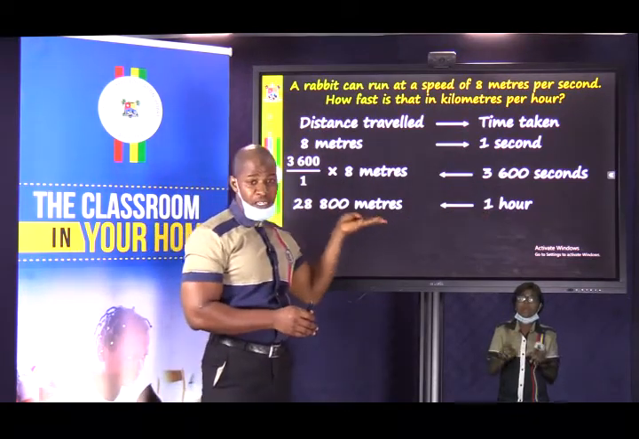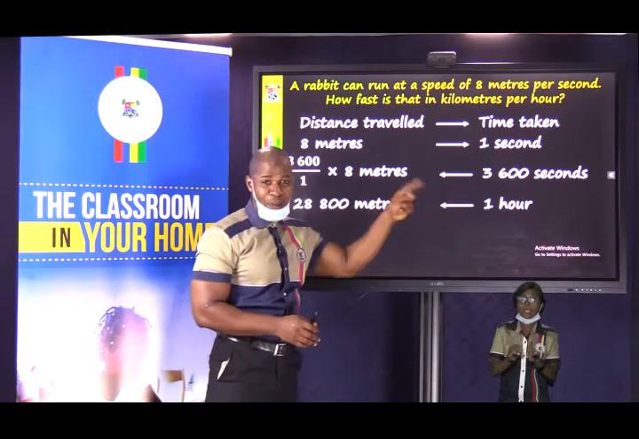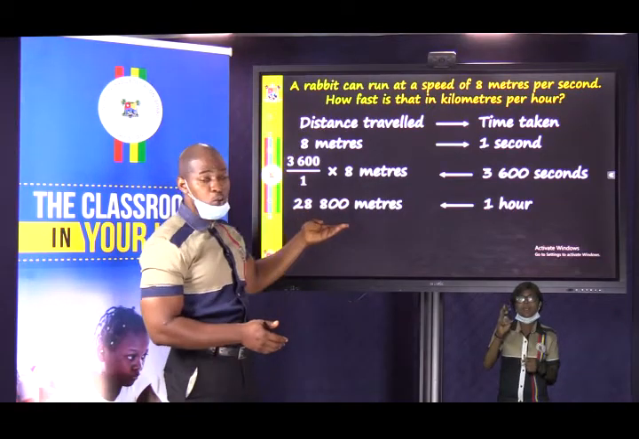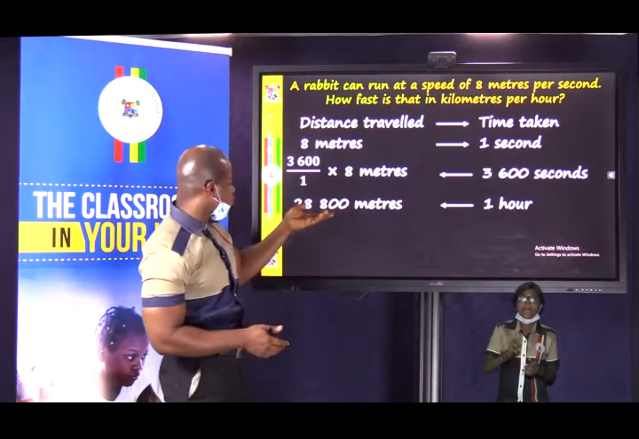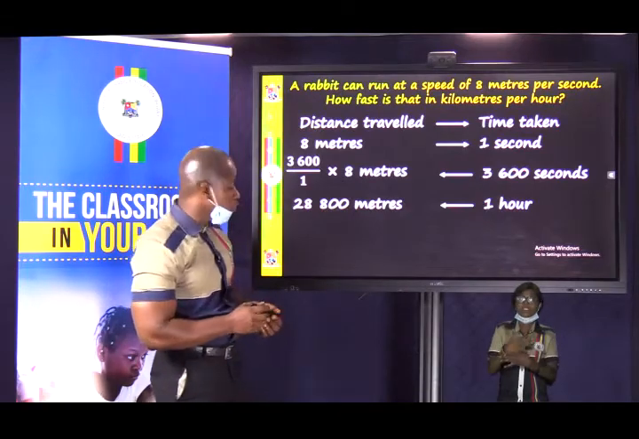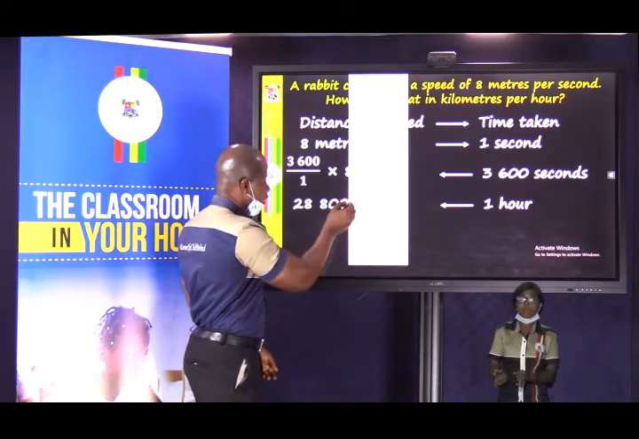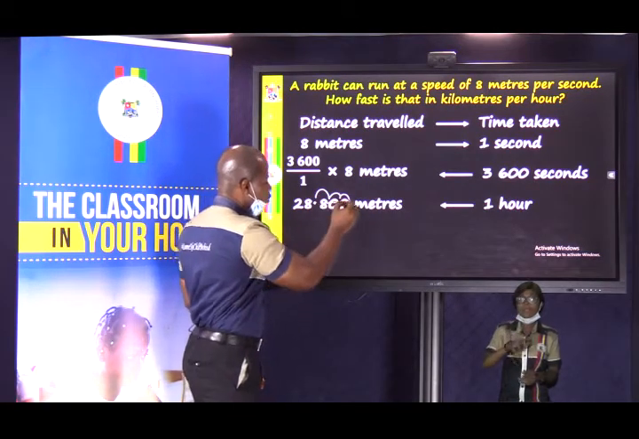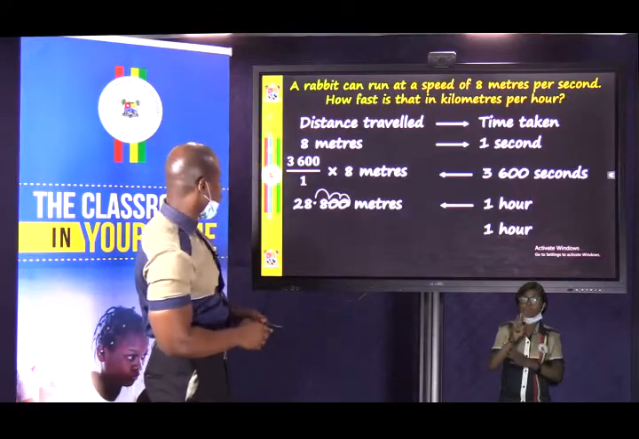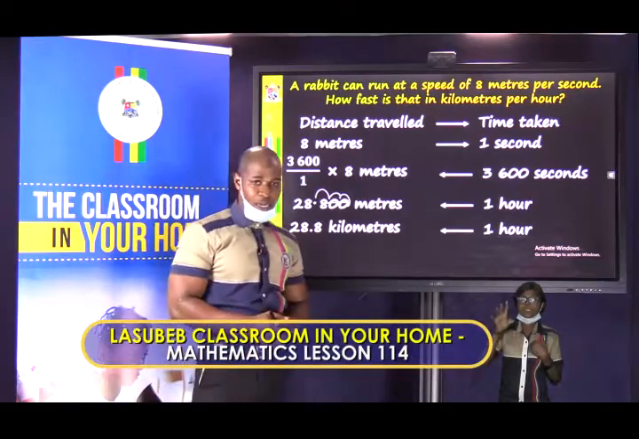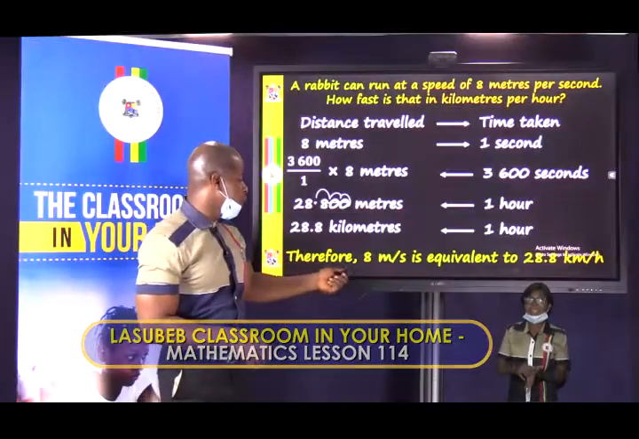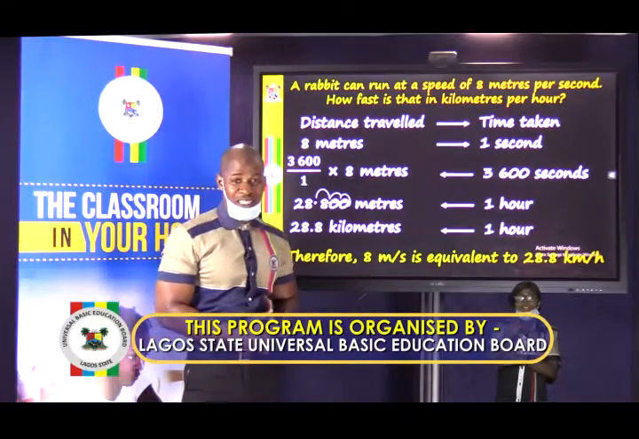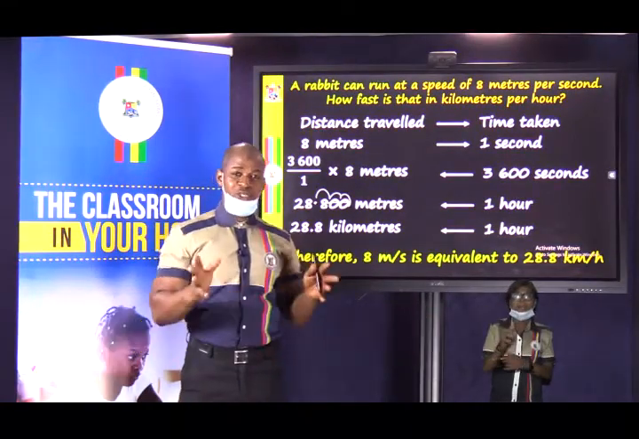Now, we have the speed in meters for 1 hour. That is meters per hour. But we're told to change it to kilometers per hour. And that means we have to change this one to kilometers. So to change this to kilometers, we simply divide by 1,000. And that is moving the decimal point back 3 times. 1, 2, 3. Decimal point will end up here. And we'll cancel these 2 zeros. So we should have 28.8 kilometers. And that means that this speed, 8 meters per second, is the same as 28.8 kilometers per hour.